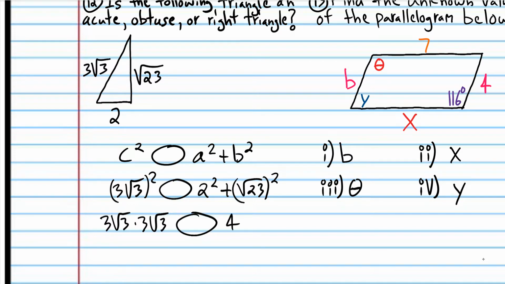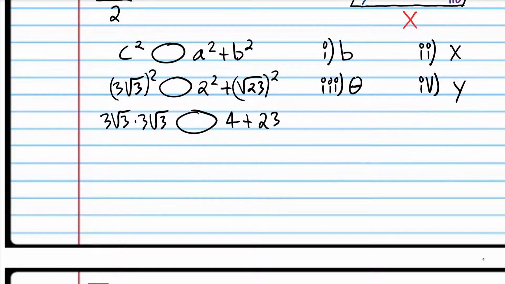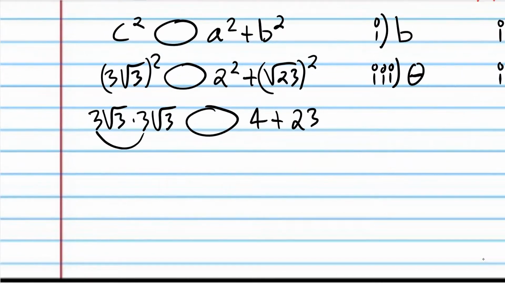2 squared is 4. And over here we have the square root of a number squared. So squaring is the opposite of square rooting. So they just cancel each other out. So you're left with 23. 3 times 3 is 9. And if you're a little rusty on how to multiply roots, you can go back to my beginning algebra course.